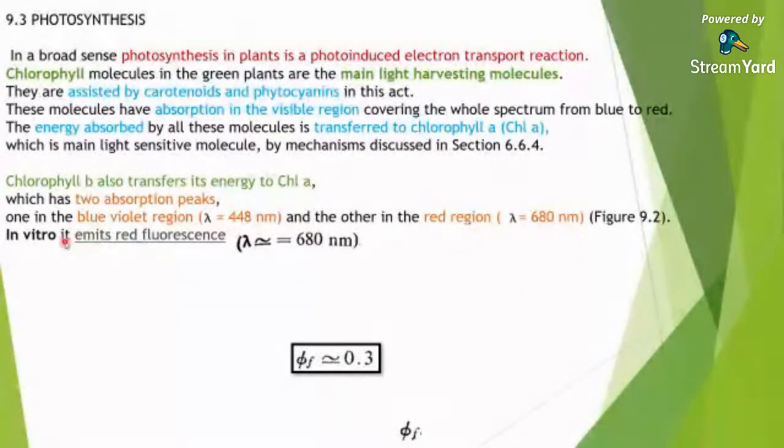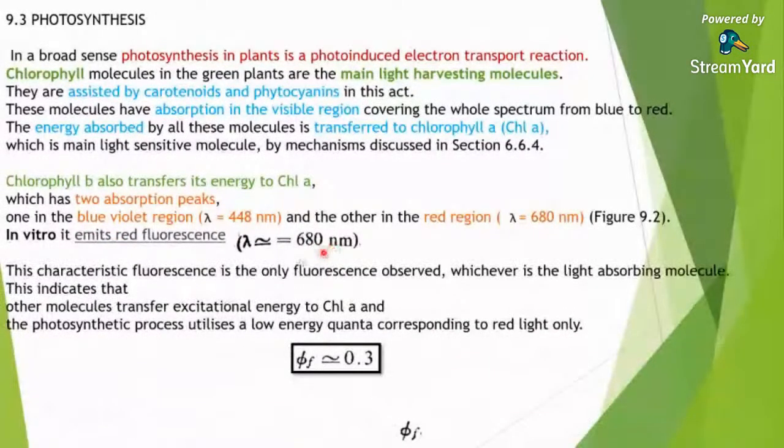It means in vitro it emits the red fluorescence with a wavelength at 680 nanometer, and this characteristic fluorescence is emitted as red light. So this characteristic fluorescence is the only fluorescence observed. Whichever is the light absorbing molecule, this indicates that the other molecules transfer the excitation energy to chlorophyll A, and the photosynthetic process utilizes the low energy quanta corresponding to red light only.